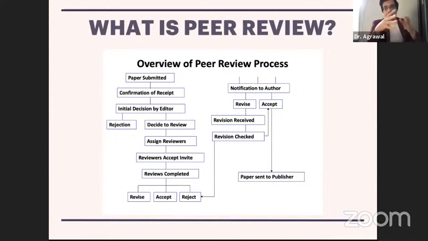Peer means someone who's a colleague or who's an equal to you. And that's why experts in their fields are reviewing your paper to determine whether or not the methodology is sound and the results you have brought are important for the community at large. And that's the peer review process that we talk about.